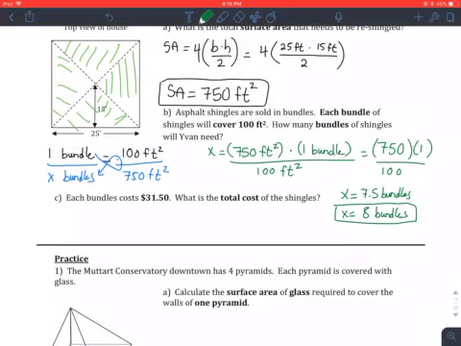If each bundle costs $31.50, what is the total cost of the shingles? Okay, so if one is $31.50, I'm going to multiply that value by how many bundles I have. You could do this just as easily with repeated addition, but repeated addition is just multiplication, and this will save us a bit of time. So if we do that, in total for those shingles, it will cost us $252.